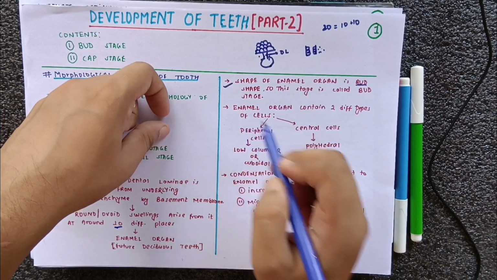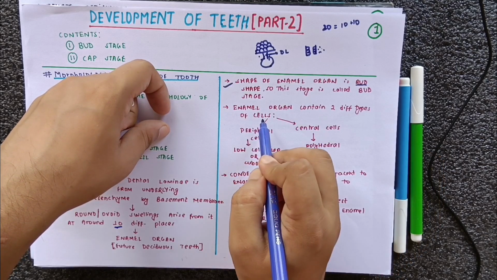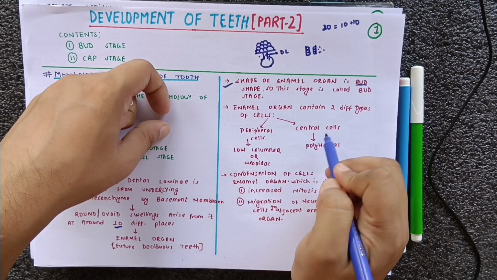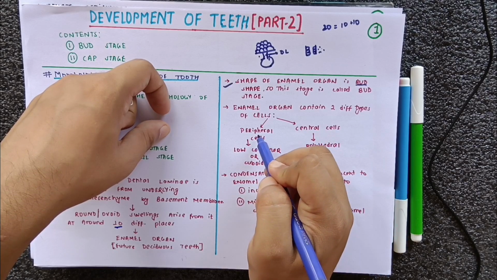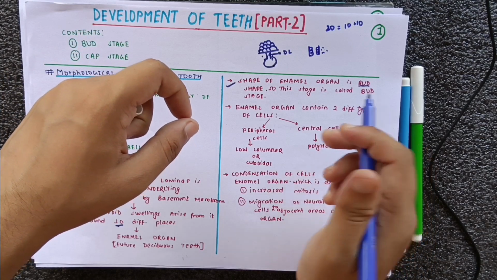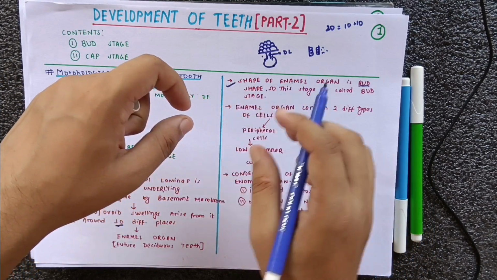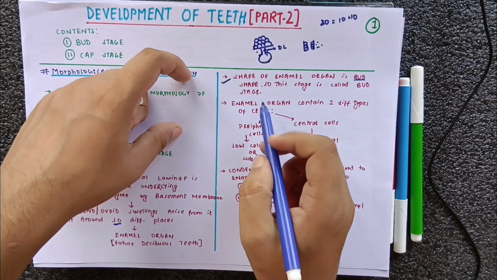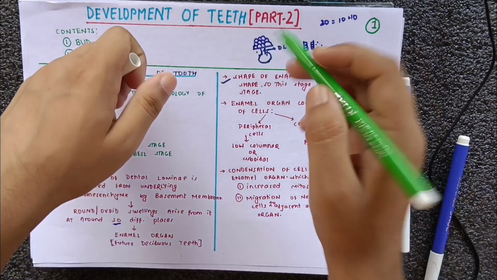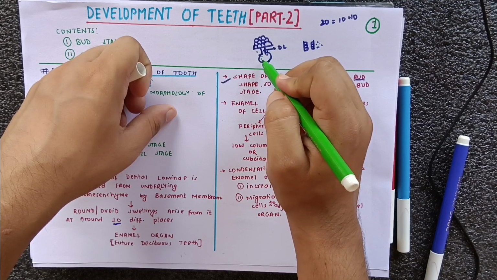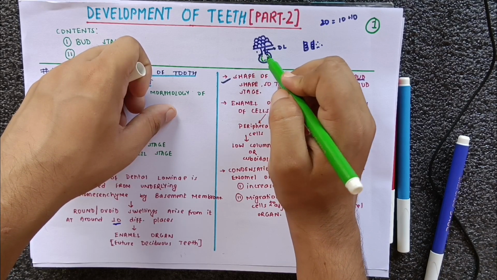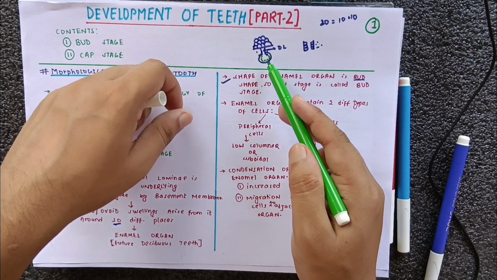After that, I have written here that the enamel organ contains two different types of cells. One is the peripheral cell and the other is the central cell. Peripheral cells are the cells in the periphery, and central cells are those present in the center. I will show you with another pen. In this enamel organ, this green line is the periphery of the enamel organ.